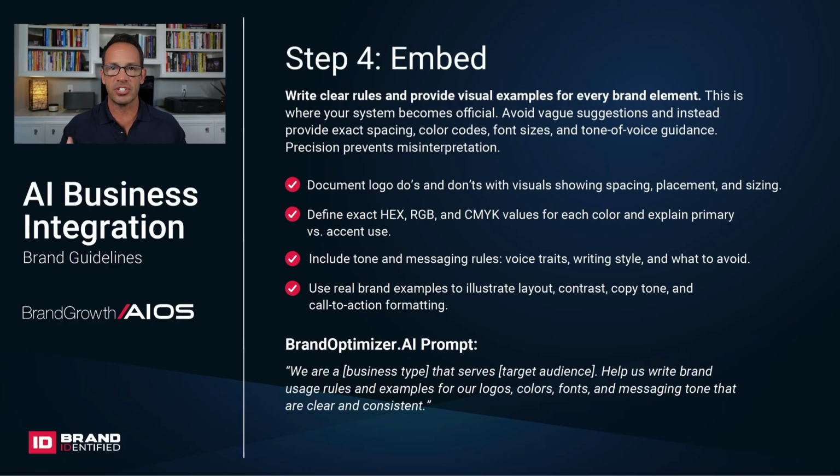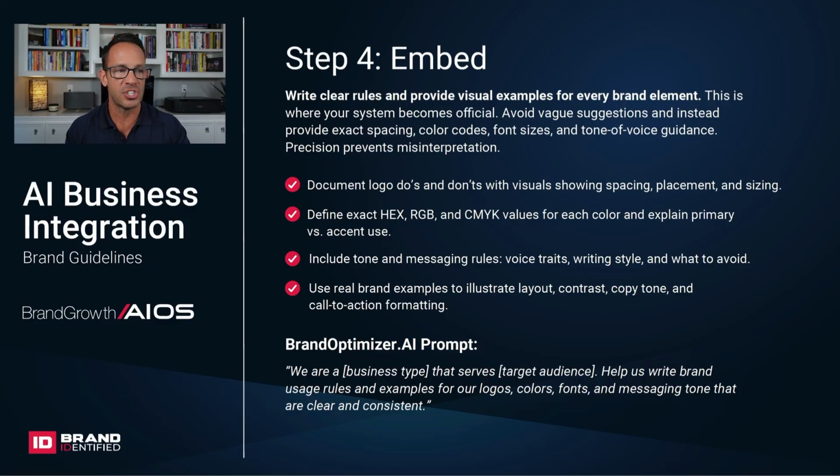So step number 4 is to embed, and that is write clear rules and provide visual examples for every brand element. This is where your system becomes official. Avoid vague suggestions and instead provide exact spacing, exact color codes, perfect font sizes, and tone of voice guidance. Precision prevents misinterpretation. So document logo do's and don'ts with visuals showing spacing, placement, and sizing. Define the exact hexadecimal, RGB, and CMYK values for each color and explain primary versus accent use.